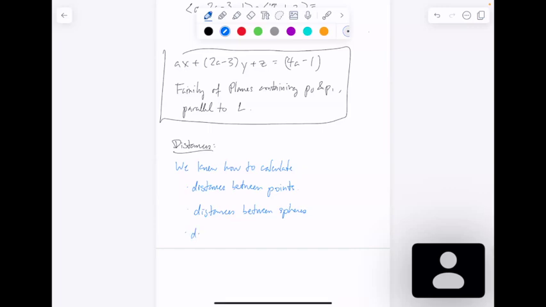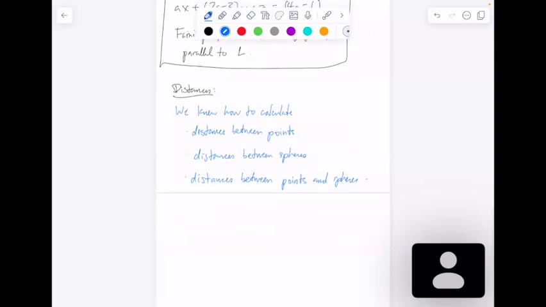And by a similar argument, we knew the distance between points and spheres, right? So the distance between a point and a sphere, you take the distance between the point and the center of the sphere and subtract off the radius of the sphere. And geometrically this makes some sense.